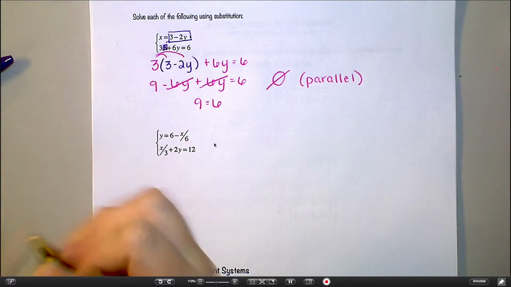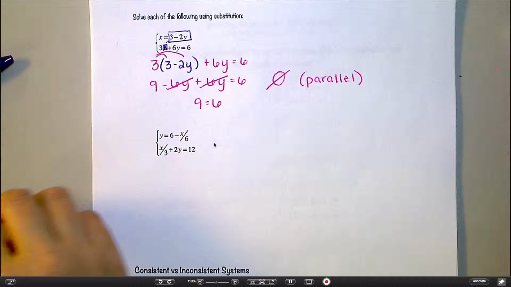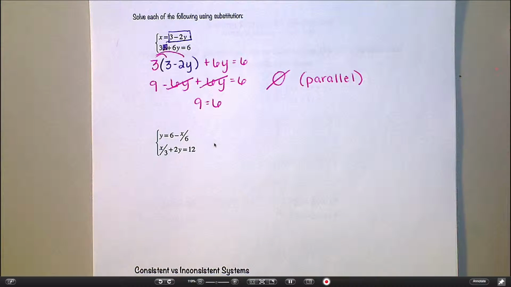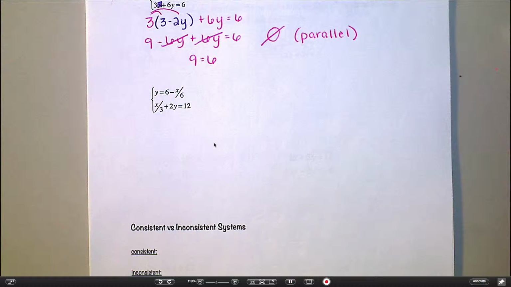Did anyone finish the second one? I know I didn't give you a ton of time, but make sure you have the second one at least written down. We'll do it together because it has some scary fractions in it.